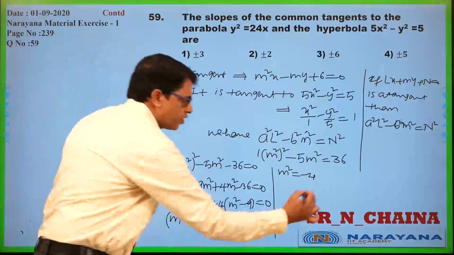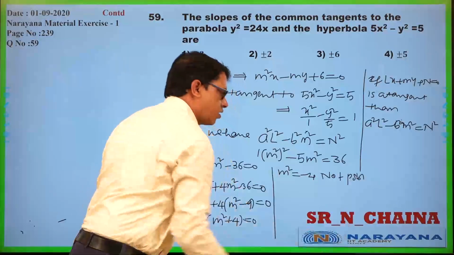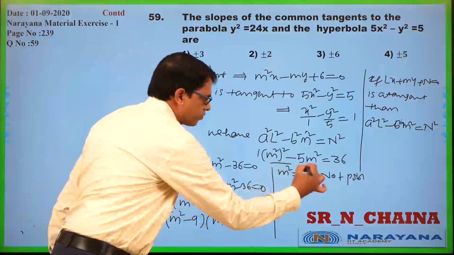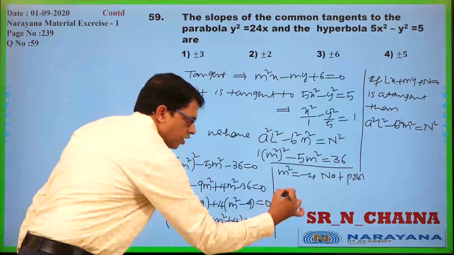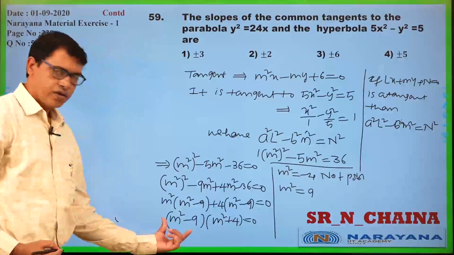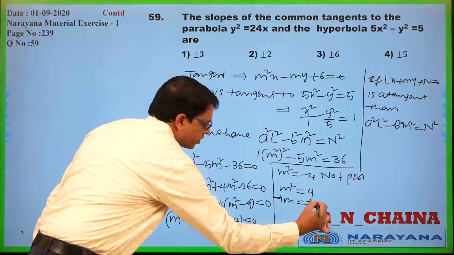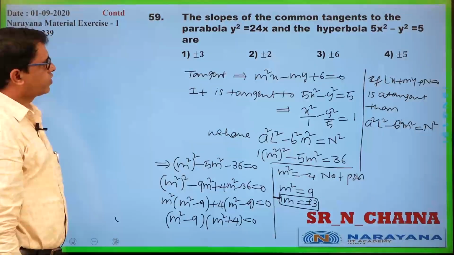Now, equate m square plus 4 equals to 0, m square equal to minus 4, which is not possible, because m square must be positive. Now equate the other one to 0. m square equals to 9 from this one. Therefore, m value equals to plus minus 3.